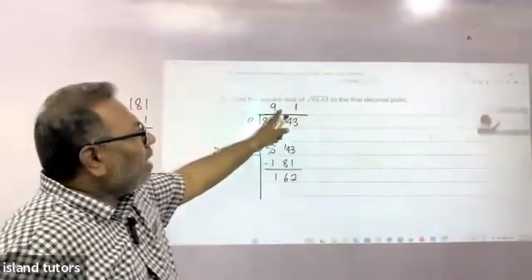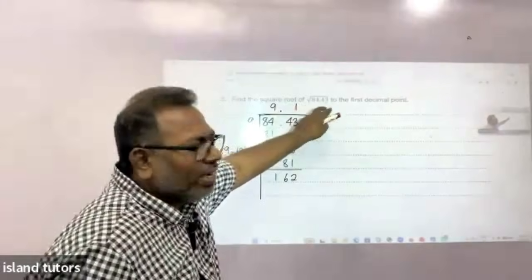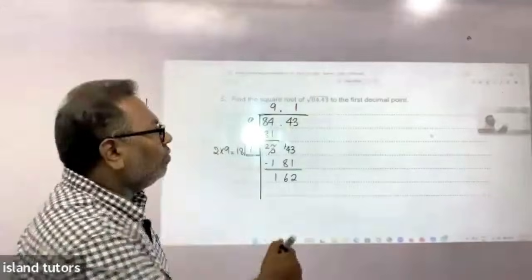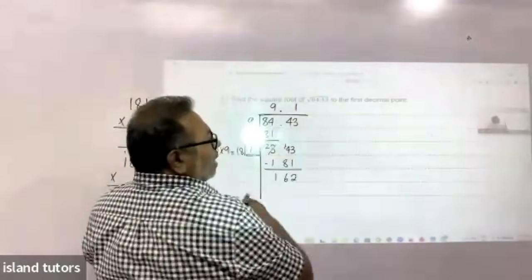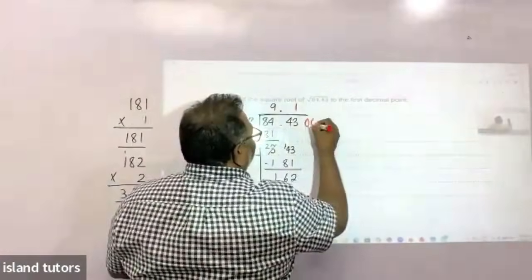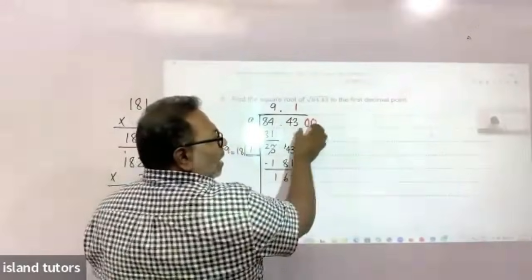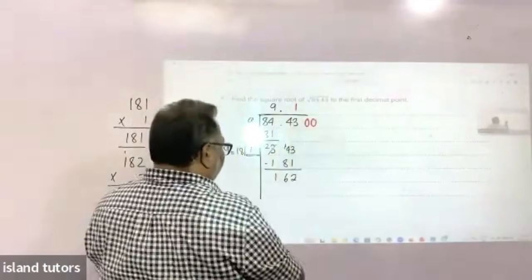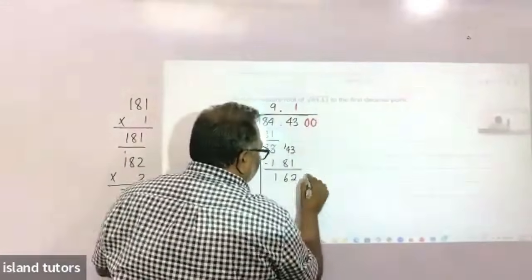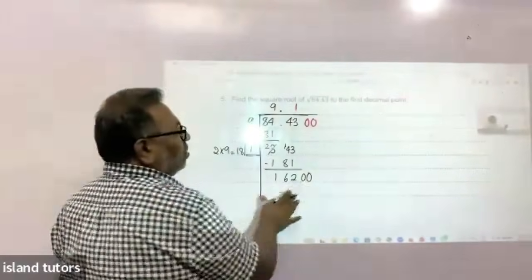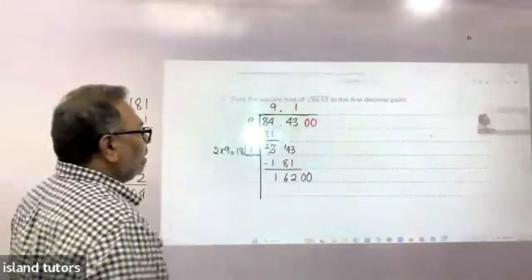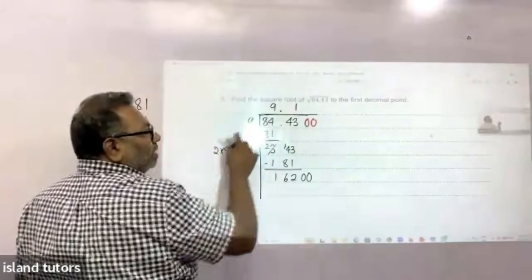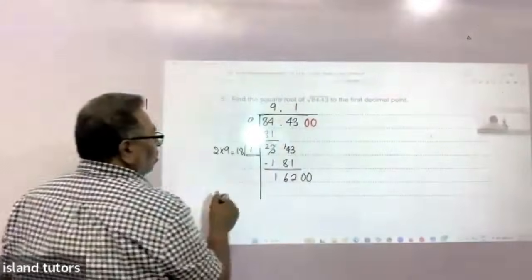Then I can't leave it like this because I have to find the second decimal place and then round it off. So what do I have to do? I have to add another value, so I put 2 zeros, like how 43 is here, 2 digits. I bring in 2 zeros. Bring this down. So now 16,200. Now take this whole value like earlier. You took 9 here first. Now you take this whole value.